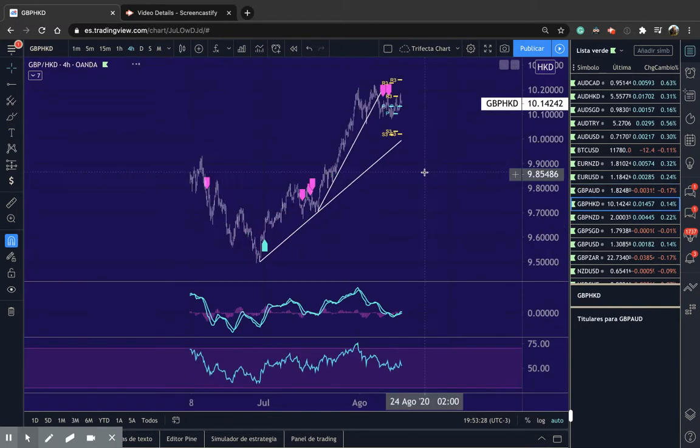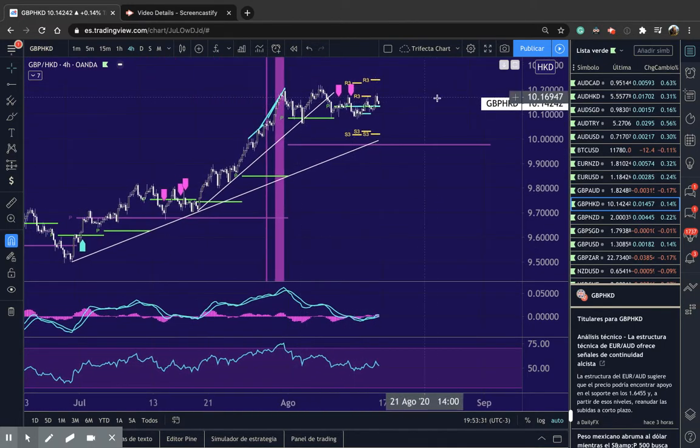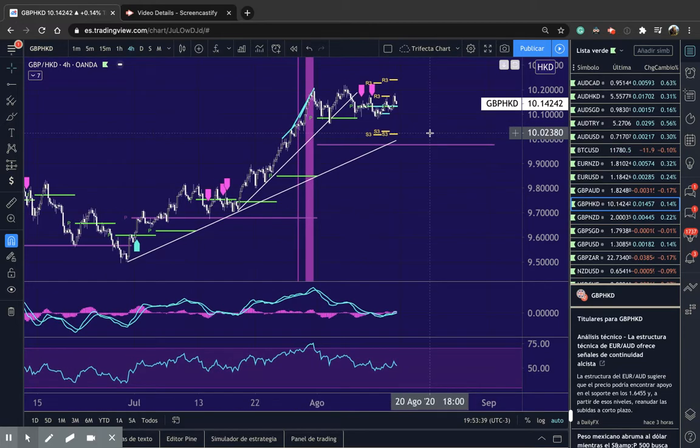Okay, the pound against the Hong Kong dollar, we have a sideways movement, and we have a MACD divergence with a complete setup of trifecta and also tomahawk. So also we are starting to build this position in the direction of this weekly pivot.